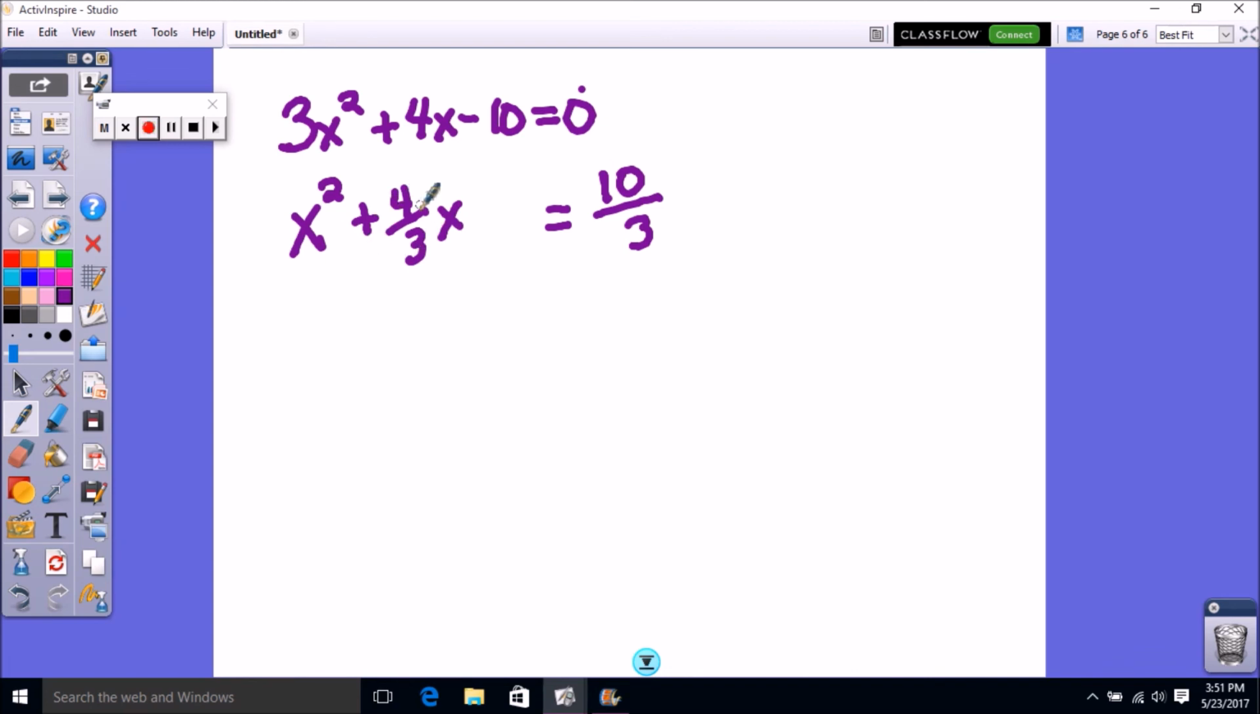When I divide a fraction by 2, it's the same thing as multiplying the denominator by 2. So I'm going to add in here 4/6. Correct? Are you with me here? Okay. Now, 4/6 in this case actually simplifies to 2/3, correct?